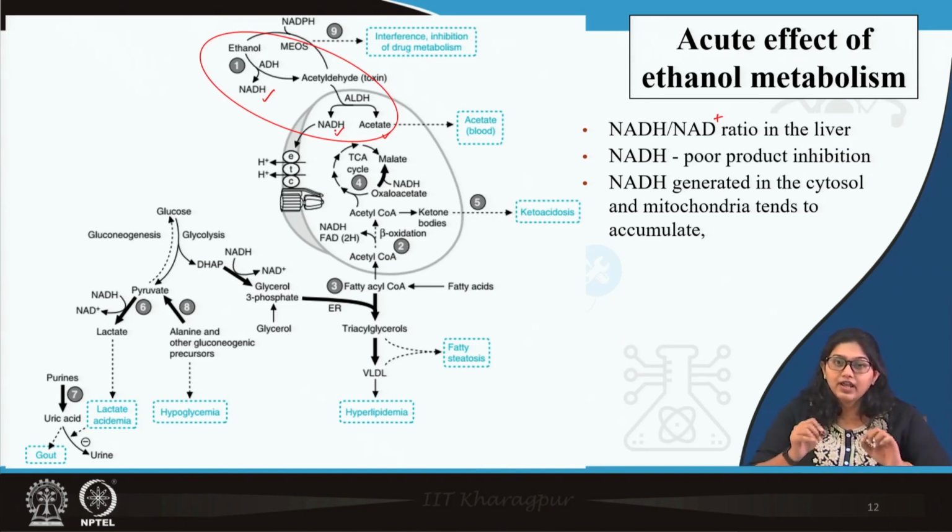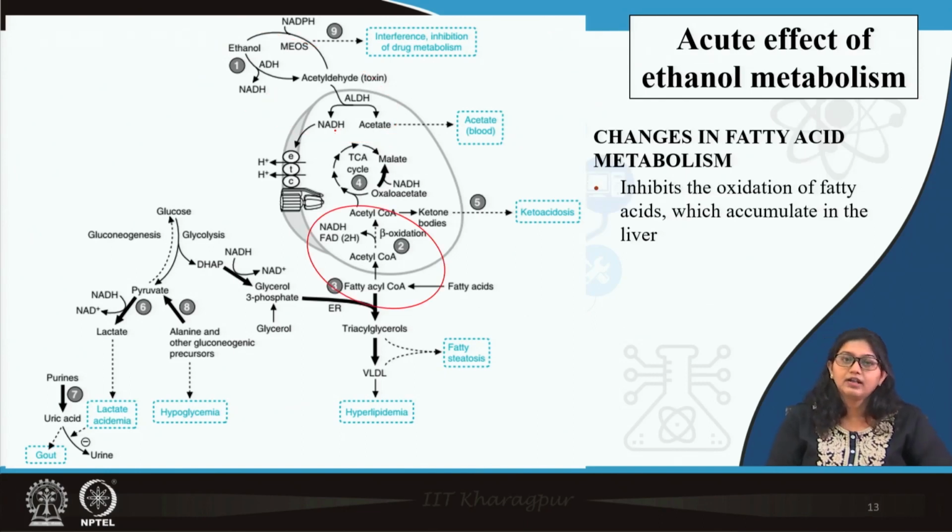Now, what are the effects rendered by this increased NADH-NAD ratio? Number one is fatty acid metabolism altered. How is it altered? There is a huge amount of NADH available in mitochondria. Now, what does beta oxidation of fatty acid actually do? It provides NADH, and beta oxidation is required in our body when enough energy is not available, when ATP is not available.